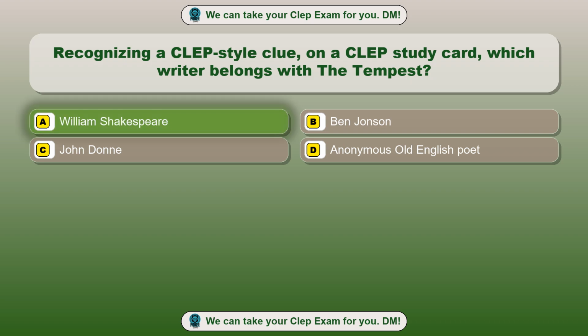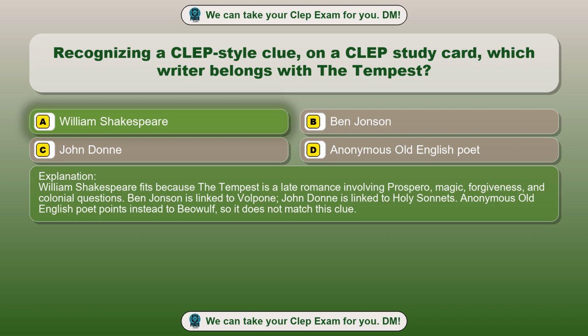William Shakespeare. William Shakespeare fits because The Tempest is a late romance involving Prospero, magic, forgiveness, and colonial questions. Ben Jonson is linked to Volpone, John Donne is linked to Holy Sonnets. Anonymous Old English poet points instead to Beowulf, so it does not match this clue.